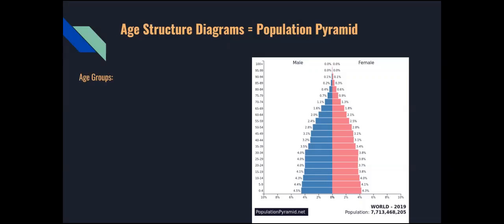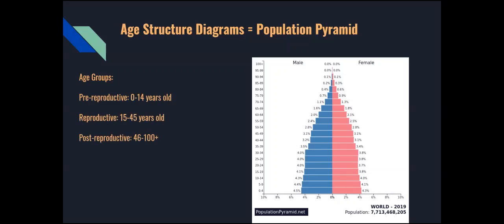So a little bit more about the diagram. It's separated by males and females, and it's also separated by different age groups. And what it shows is how large that demographic is. So just as an example here, on this image, from ages 0 to 4, the male population is about 4.5%, and for females, that's about 4.3%. So about 8.8% of the population is below the age of 4.